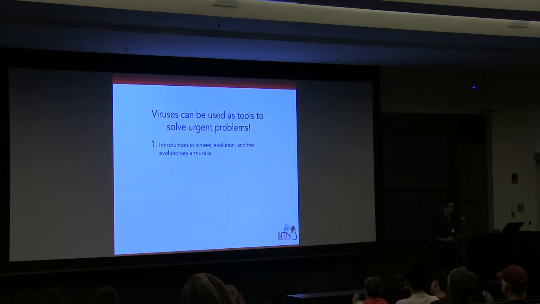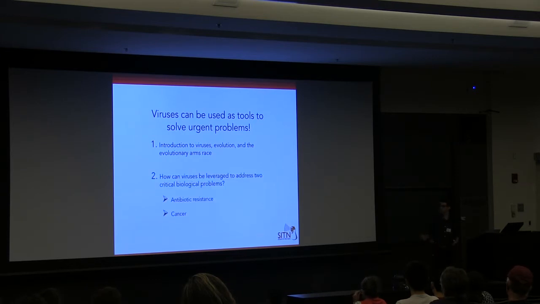Now, to start my talk, I will introduce you to viruses, evolution, and the evolutionary arms race. These are very important concepts. And next, I will explain how viruses can be leveraged to address two critical biological problems. Now, there's a plethora of problems that we can address using viruses, but I've chosen for this talk just to speak on antibiotic resistance as well as cancer.